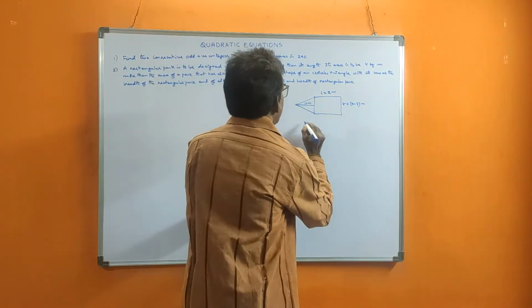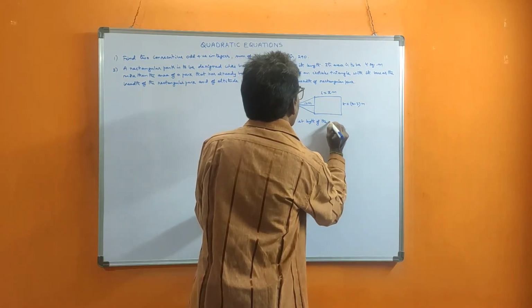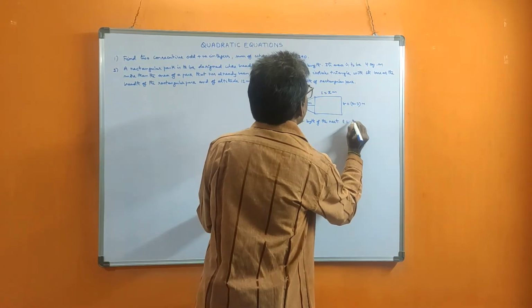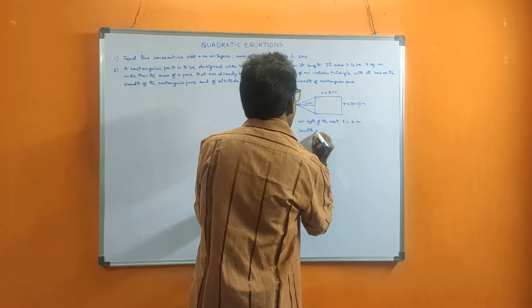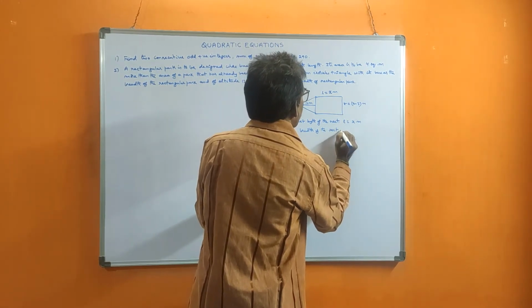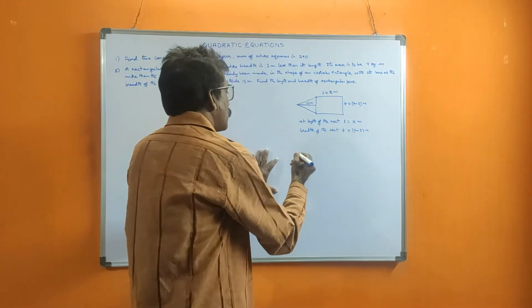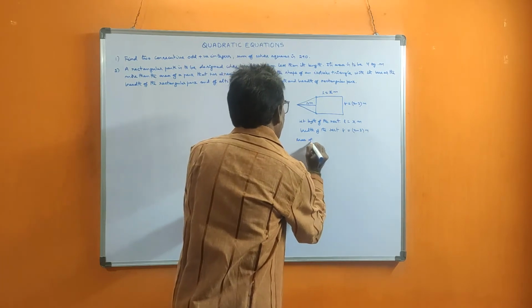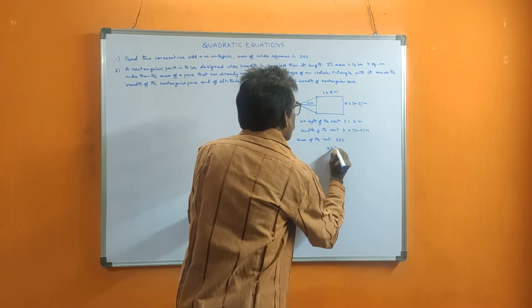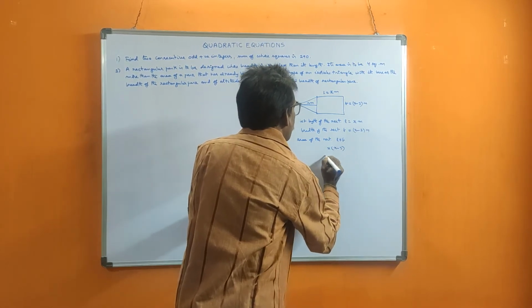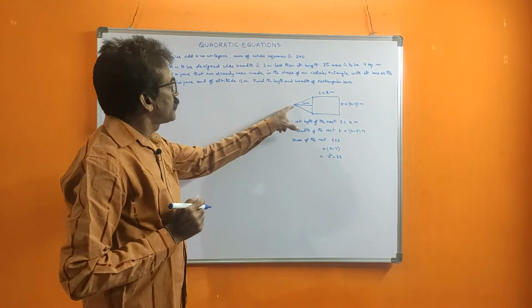Right. Let the length of the rectangle L be equal to x. Breadth of the rectangle B is equal to x minus 3 meters. Now the area of the rectangle is L into B. L is x, breadth is x minus 3, that is x square minus 3x. This is the area. Like that, calculate the other area also.